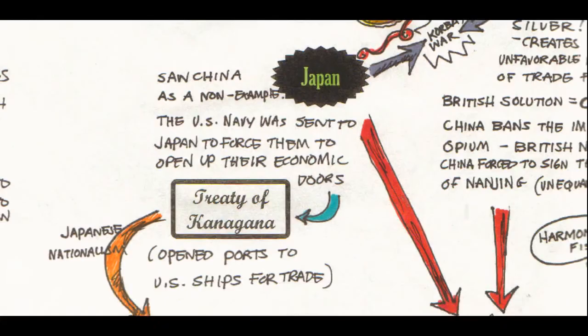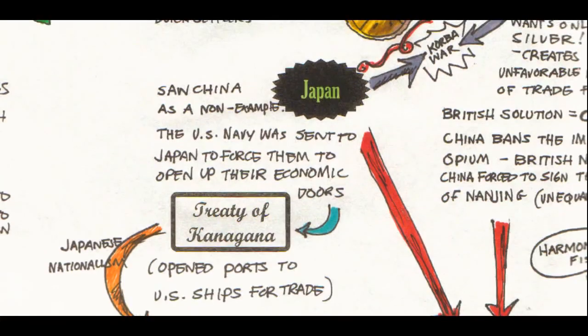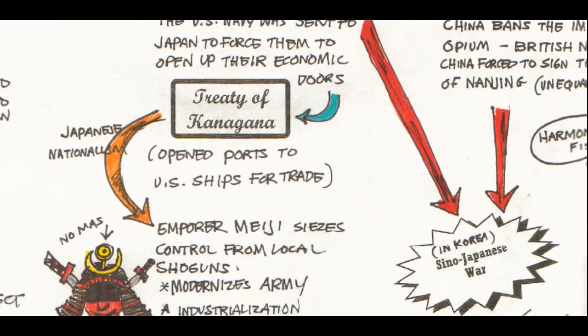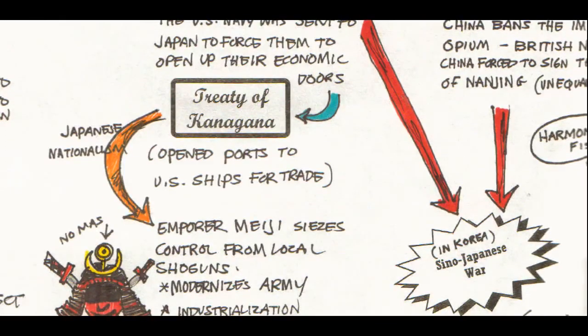Now, Japan saw China as a non-example. In other words, they saw how China dealt with foreign nations and Western powers, and they did not want to do the same. They wanted to be self-sufficient. They wanted to do it all by themselves. So the U.S. Navy was eventually sent to Japan to try and force them to open up their economic doors, and this is where we get the Treaty of Kanagawa. Basically, the United States scared the Japanese into wanting to trade.